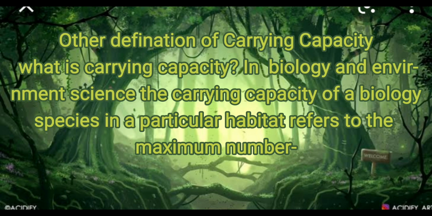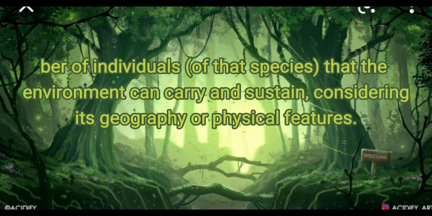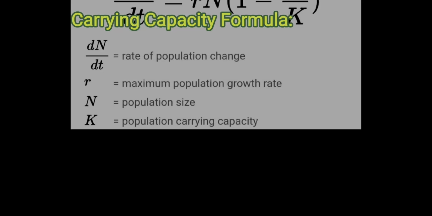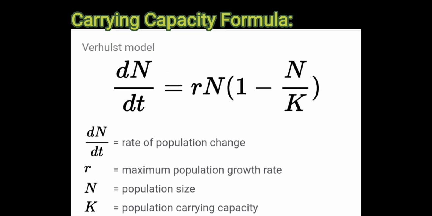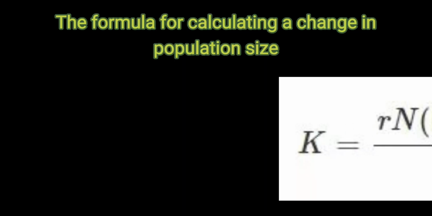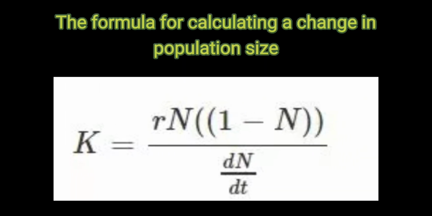Other definition of carrying capacity. What is carrying capacity? In biology and environmental science, the carrying capacity of a biological species in a particular habitat refers to the maximum number of individuals of that species that the environment can carry and sustain, considering its geography or physical features. Carrying capacity formula. The formula for calculating a change in population size.